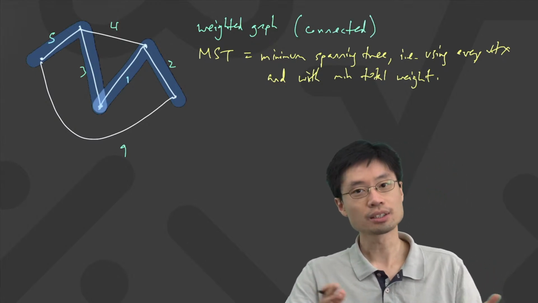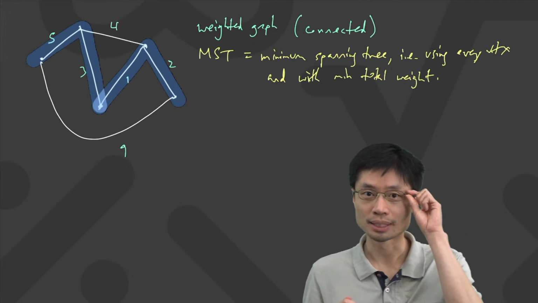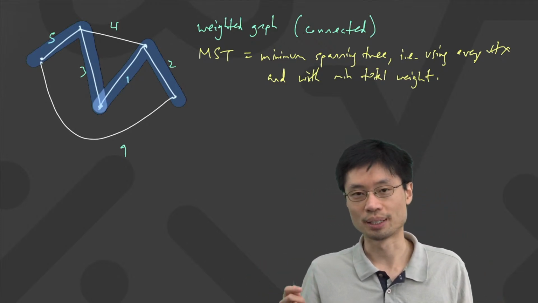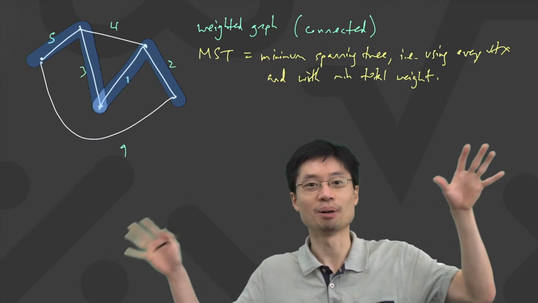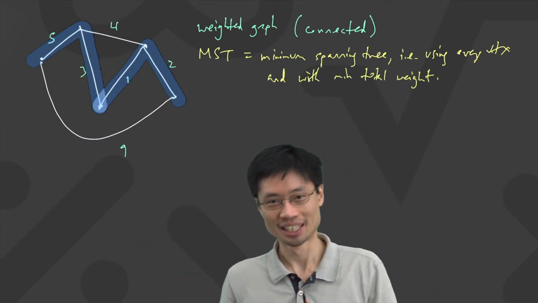Okay, and we talked about one algorithm last time. It was called Prim's algorithm. Prim's algorithm was where you start from a vertex and you just kind of try to grow your tree like a multi-headed hydra. And that's what we talked about last time.